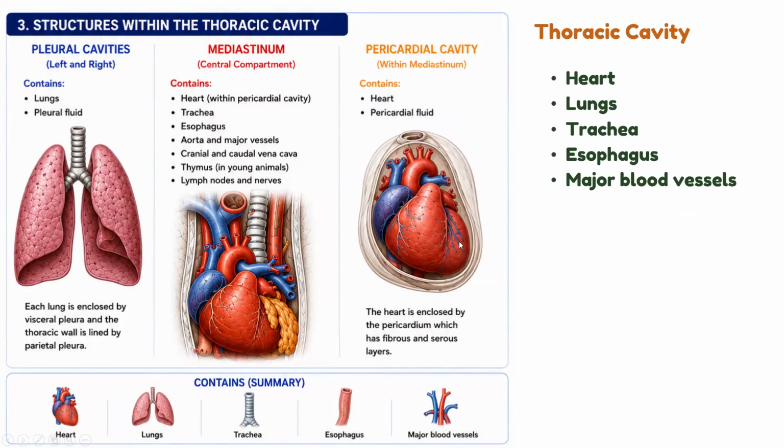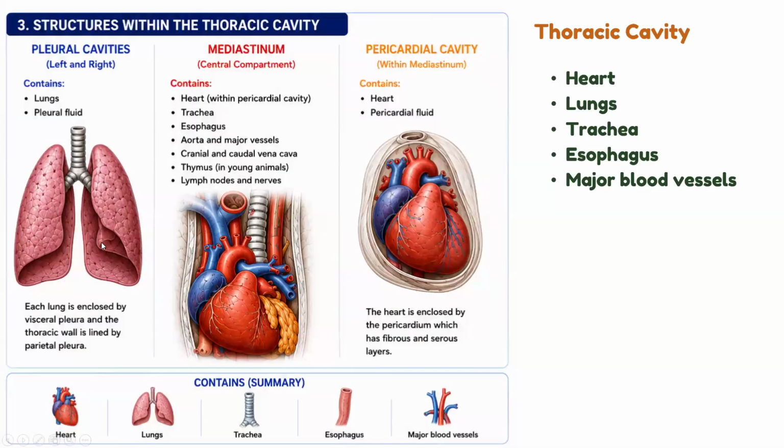One, it contains the heart. Within the thoracic cavity, you will see the heart. And also the pericardial fluid, because the heart has a sheath that surrounds it. You understand? Within that sheath is a tiny fluid that helps to prevent friction. So the heart is found within the thoracic cavity. The lungs, that help with gaseous exchange for the animal, are found within the thoracic cavity.